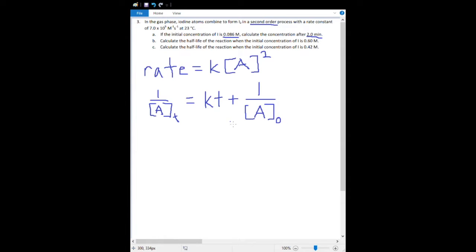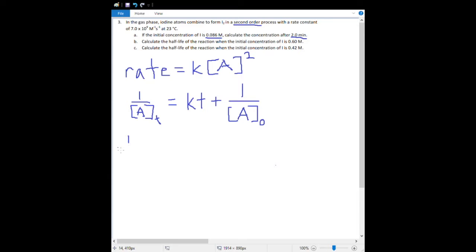The left side of this equation has a variable that is the concentration after time t, and that is set equal to the rate constant times time plus 1 over the initial concentration of the substance. Looking at the problem again, we are solving for the concentration after time t, and we actually have all of the variables that we need to solve the right side of the equation. So by simply plugging in the variables, we can solve the problem.